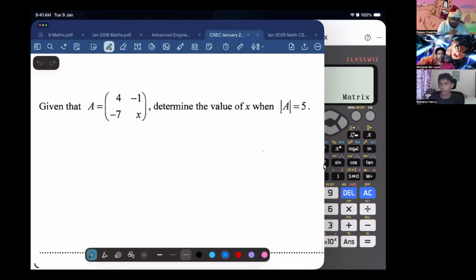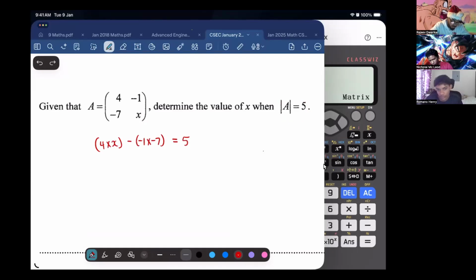So Nicholas, what are they telling us the determinant is in this question? What is the determinant of A? 5. Right? So here we're going to find the determinant of this and equate it to 5, because we know it's supposed to be equal to 5. So how would I find the determinant of A? 4 by x and negative 1 by 7. And that's supposed to be equal to what? 5. Right, because they're telling us that directly.